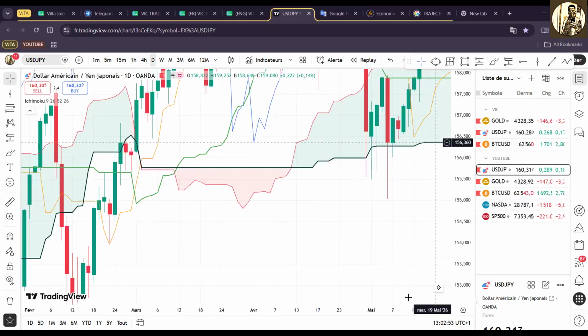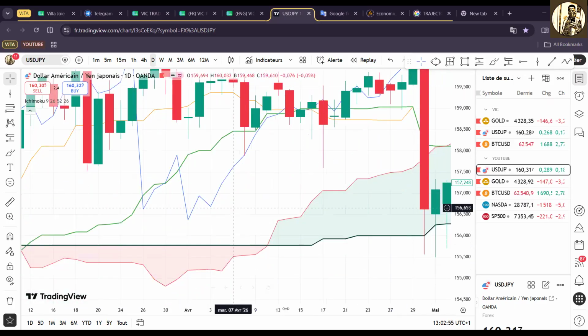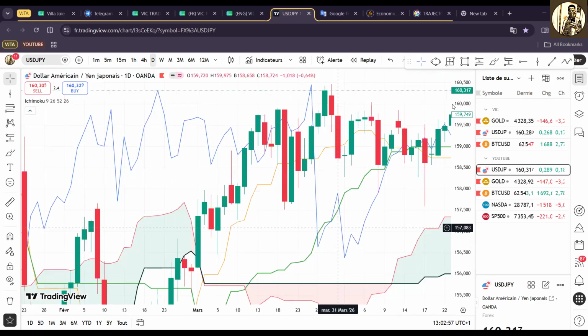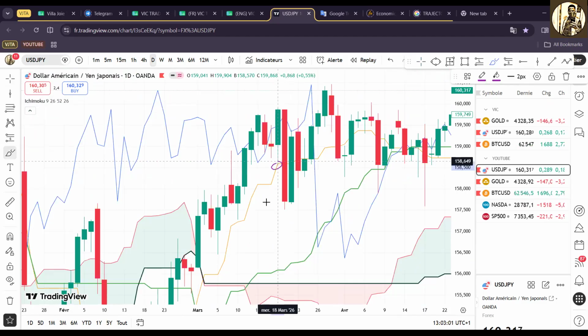Let's look at this one. You have a first Tenkan touch here, second Tenkan touch, right? First Tenkan touch creates a V breaker. Second Tenkan touch doesn't create a V breaker. The price only goes above Tenkan. Third Tenkan touch, what does it do for us? It creates a V breaker.